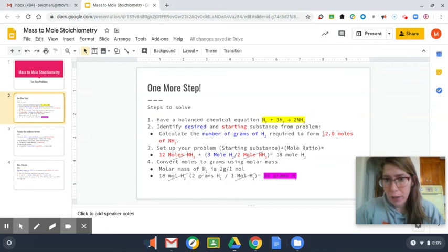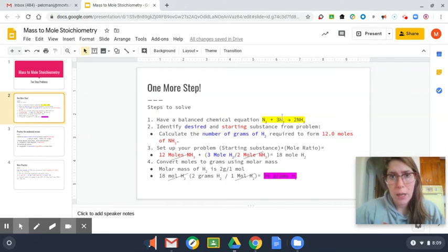I highlighted that in red for you guys so you can keep track of the color scheme here, especially if it gets a little bit confusing. So here's my starting substance. That's my given. So I take my starting substance and I multiply it by my mole ratio. If you don't know what a mole ratio is, you need to go back to the first set of screencasts, go to my YouTube channel. You will find how to set up mole ratios. So the mole ratio comes from the balanced chemical equation, and I do my desired substance over my starting substance.